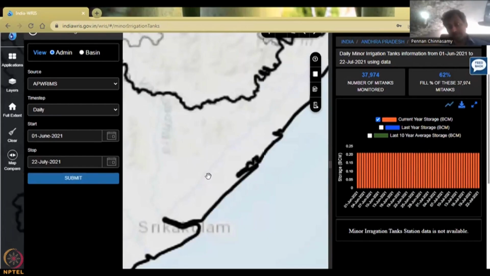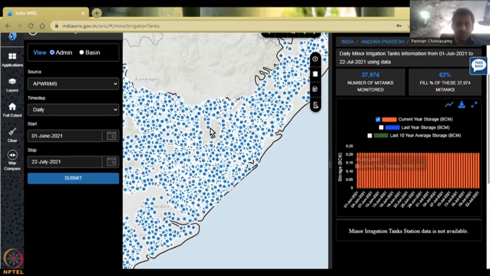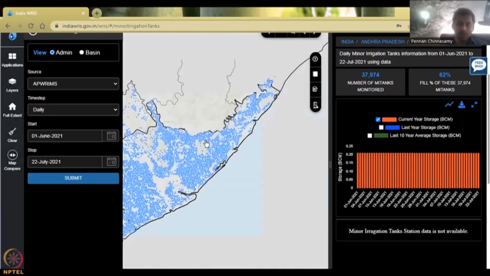And I wouldn't be surprised if the data doesn't show up readily, because again, this is the only state that has at least put all this location data on the WRS website. Okay, so there it is populated. Let me try one data. Okay, so let's go back to Andhra Pradesh.